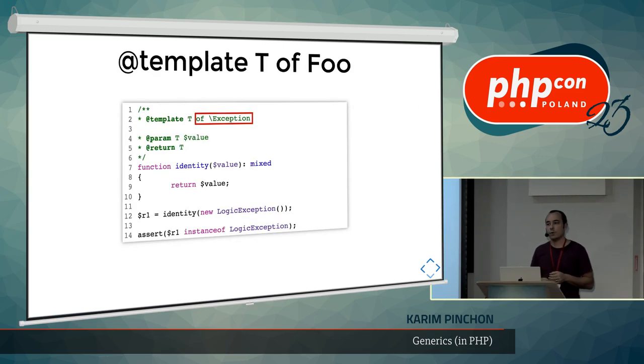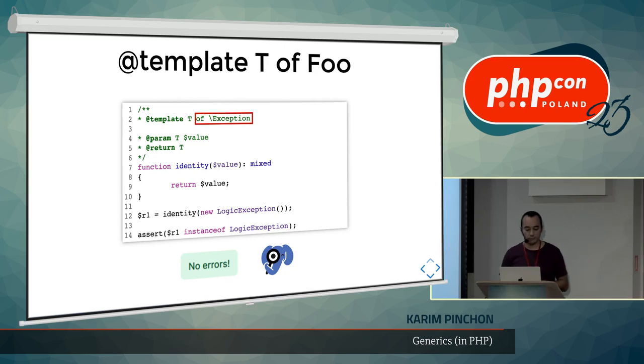Of course, it's quite rare that you can deal with all the types of the Earth. So here, you can define a smaller area of types you can handle by using the keyword of. And here I can say that my template will be an exception or something more specific than an exception. So here I can give a new LogicException and PHPStan will be happy. I will have some autocompletion with my IDE, so I'm very happy.